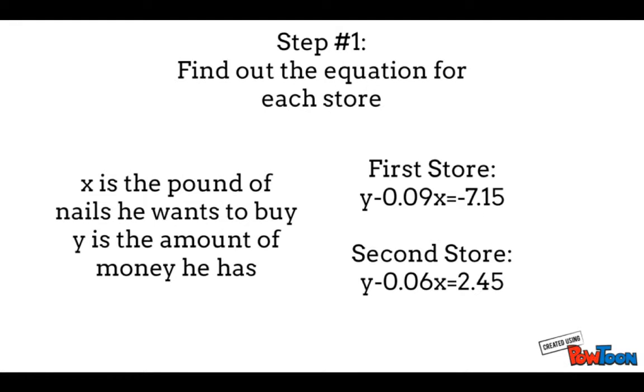Step number 1 is to find the equation for each store. X is the pounds of nails he wanted to buy, and y is the amount of money he has. For the first store, I made the equation y equals 0.09x minus 7.15. For the second store, I came up with the equation y equals 0.06x plus 2.45.